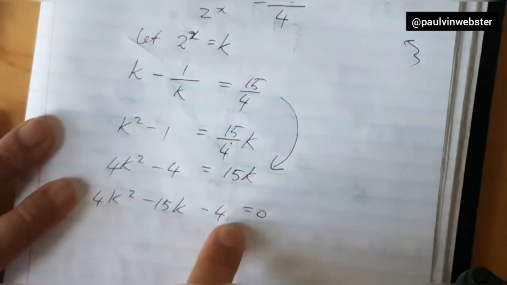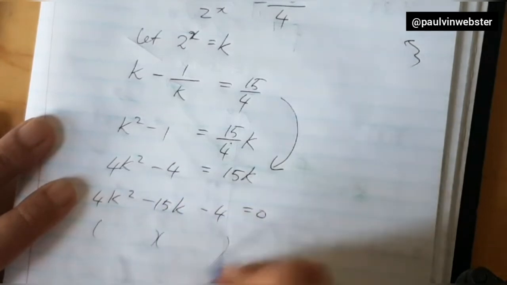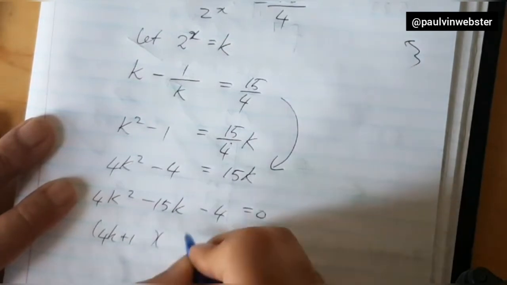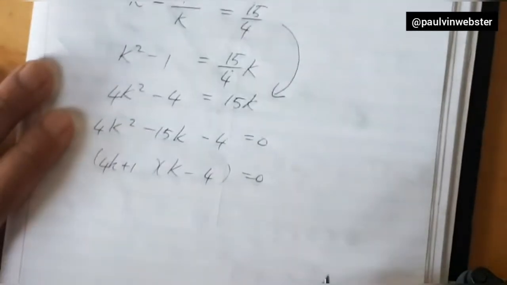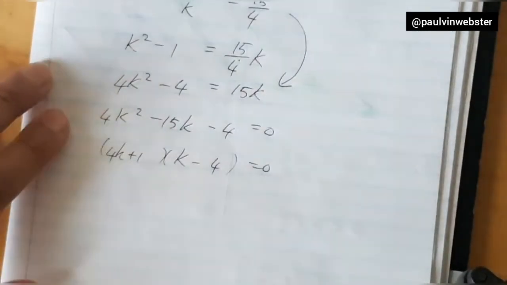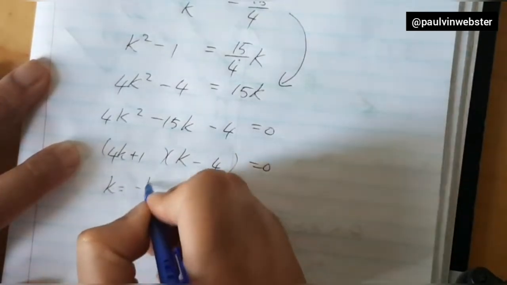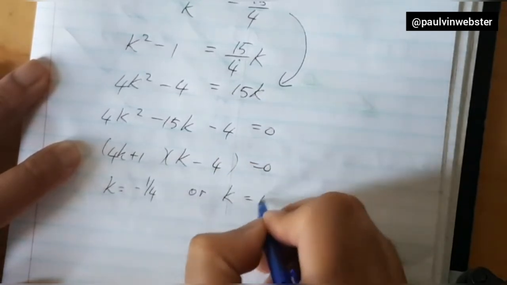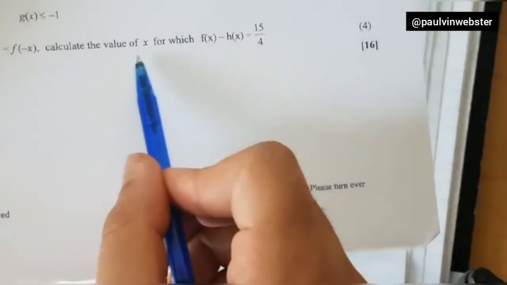And this is a quadratic equation, which means I can factorize and then solve for k. It's going to be 2 brackets: 4k plus 1, and k minus 4, equal to 0. Hopefully you guys can still see what's happening here. If I solve for k, I'm going to get k equal to negative a quarter, or k equal to 4. But remember, we are not looking for k. We are looking for the values of x.